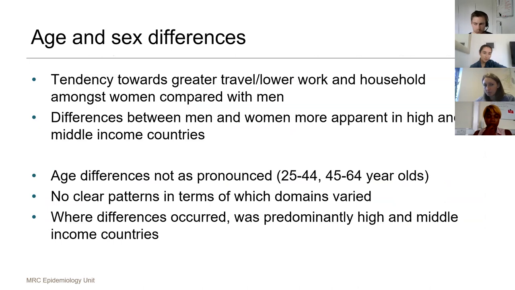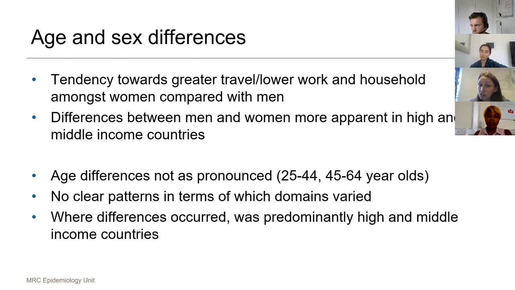I mentioned I'd discuss a little bit more about age and sex differences. If you were going to pick out anything, there was a tendency towards more travel and lower work and household for women compared with men. Another way I looked at differences was by looking at how many countries had a greater than 10 percentage point difference in the relative contributions in any domain. And it didn't come up with a huge amount, but where there were differences, they were more apparent in the high and middle income countries. So that might be something to go into in more detail at some point.